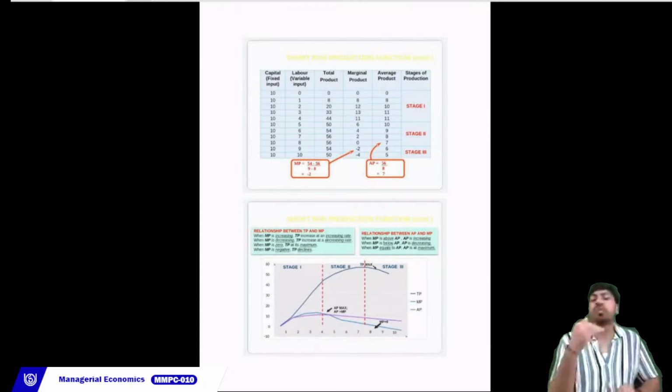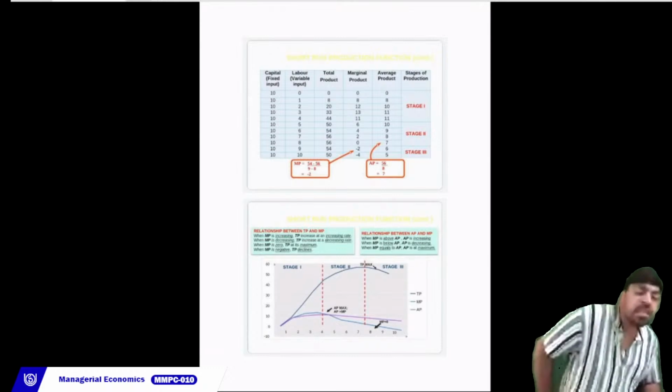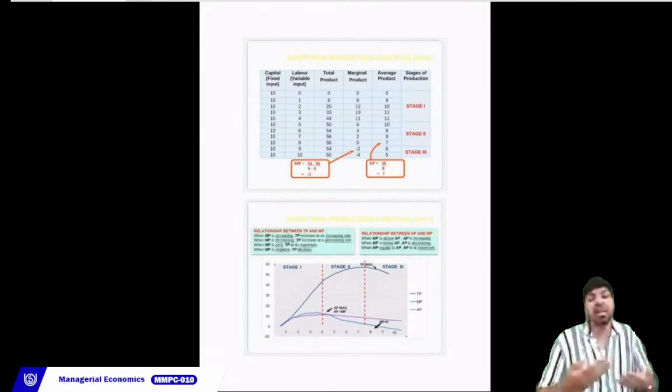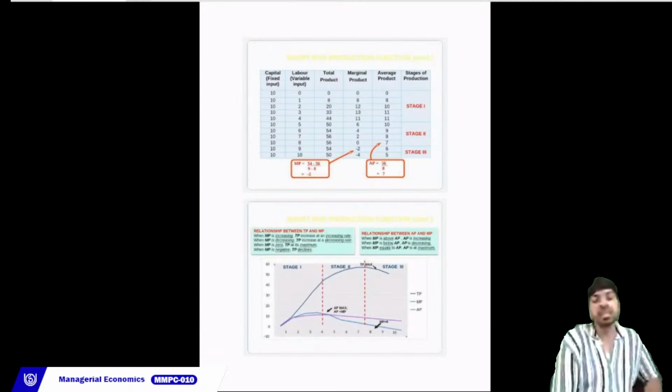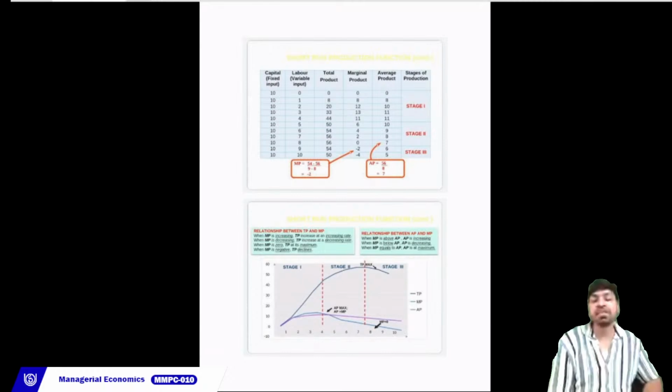That means total product and marginal product, and the relationship between average product and marginal product. So let's begin the relationship, which is derived from the diagrams, from the tabular representation, as well as the graphical representation. When marginal product is increasing, total product increases at an increasing rate.